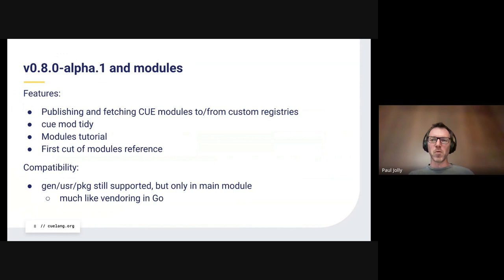The modules tutorial that we publish on alpha.qlang.org and the first cut of the modules reference will effectively also be part of this release as well, even though they're orthogonal and not tied to the release per se. As we talked about before, the gen, user and pkg directories are still supported in the way that was just discussed on the previous call, just within the main module. Like vendoring in Go.